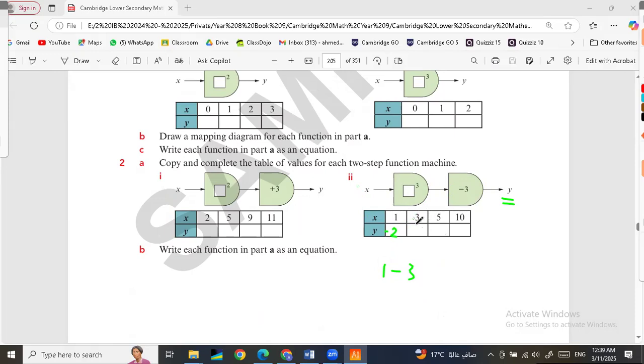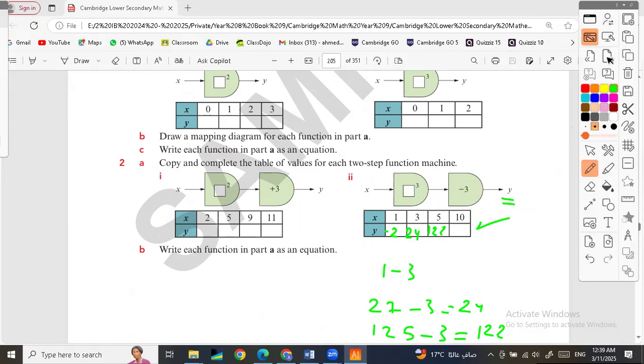Next, if x is 3, then 3 cubed is 27. Minus 3, you get 24. If x is 5, 5 cubed is 125, minus 3 equals 122, and so on. All right, so this is all about the mapping diagram and the table of values.